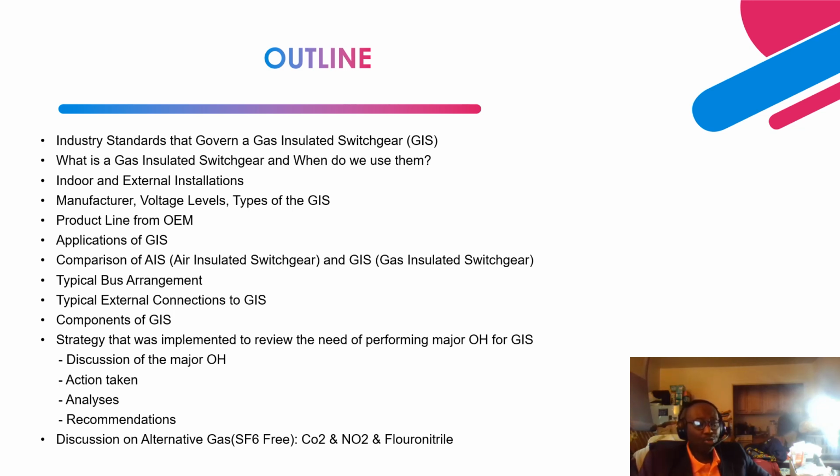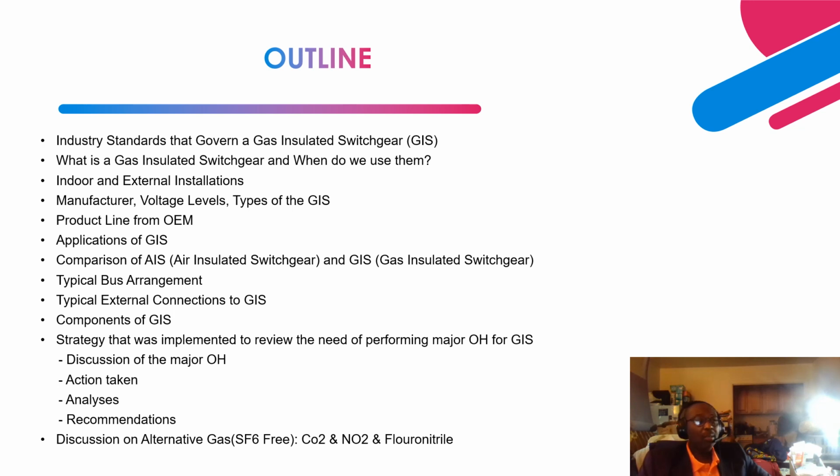Then we'll talk about the strategy that was implemented to review the need for performing a major overhaul for this gas insulated switchgear. And the first item that we'll talk about is discussion of the major overhaul. What it is all about. And what was the timeline. The time-based maintenance that was implemented for the overhaul to be performed on the gas insulated switchgear. Next, I'll talk about the actions that I took and the analysis that was performed and my recommendations. Then the last but not the least, basically other technologies out there.